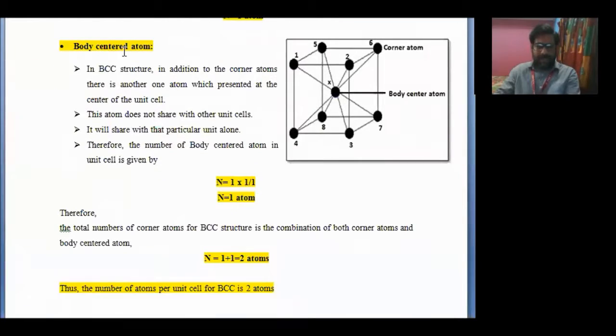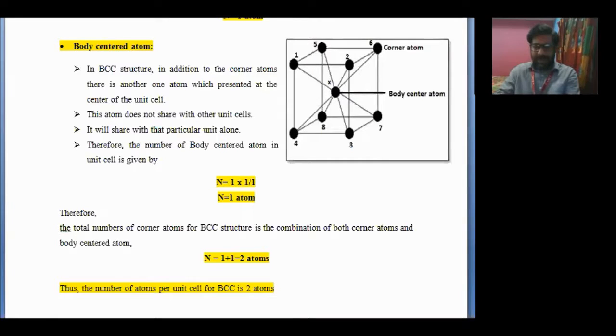In the body-centered atom, we can consider the structure. There are 8 corner atoms and 1 body-centered atom. If we consider this body-centered atom as the reference atom, it is shared only with the particular unit alone. So we can write 1 is the present body atom and its contribution to its own unit. So we can write 1 by 1. Therefore, n is equal to 1 atom.